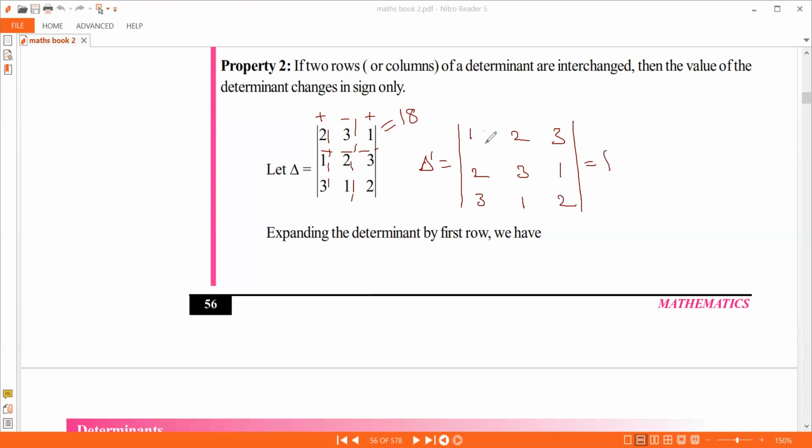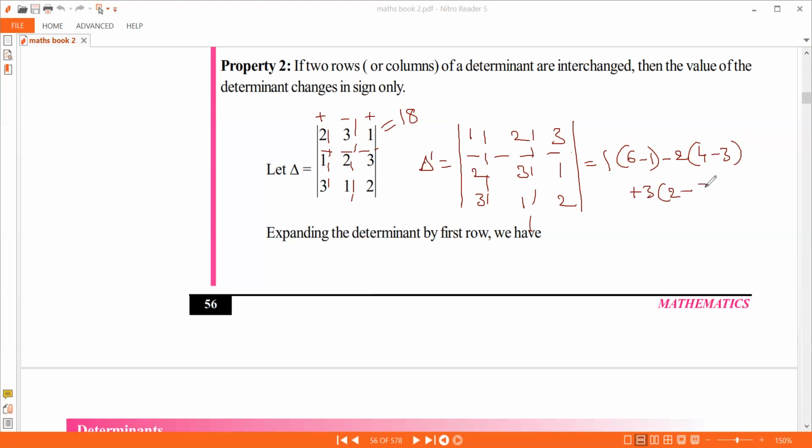So 1 into, can you do this for yourself? 6 minus 1. So 1 into, it will be 3 into the 6, 6 minus 1. And minus 2 into 2 into 2, 4. And 3 into 1, minus 3. Plus 3 into 2 into 1, 2. And, no wait, 2 into 1, 3 into 3, 9.